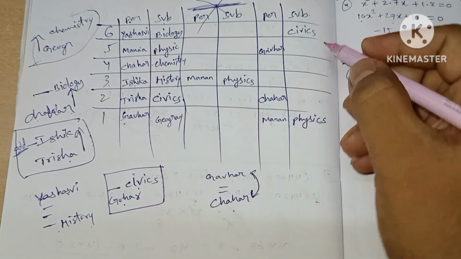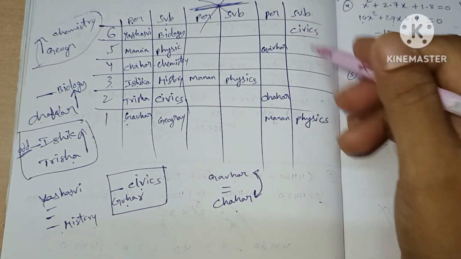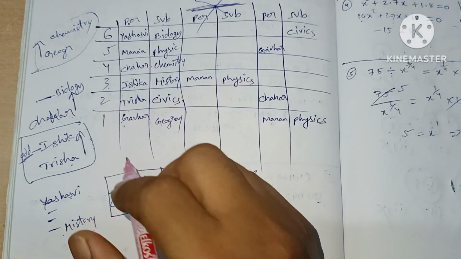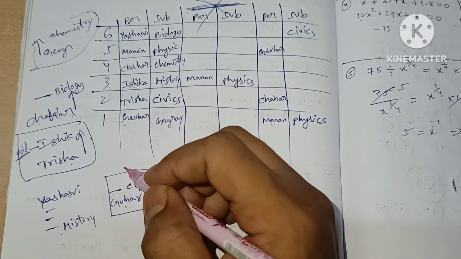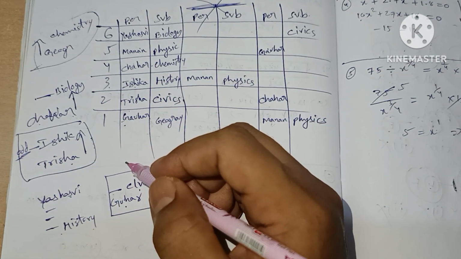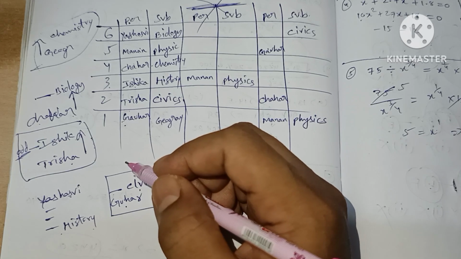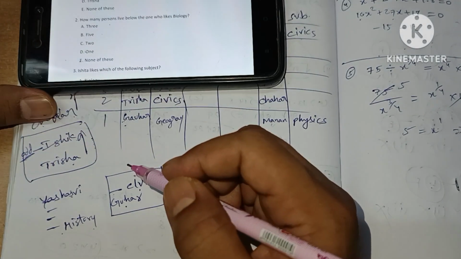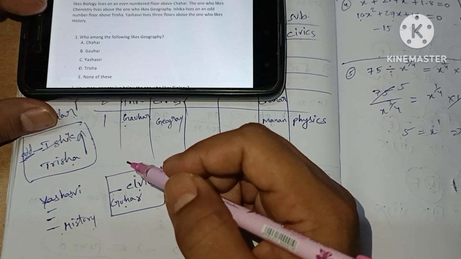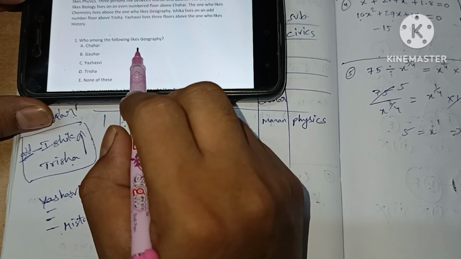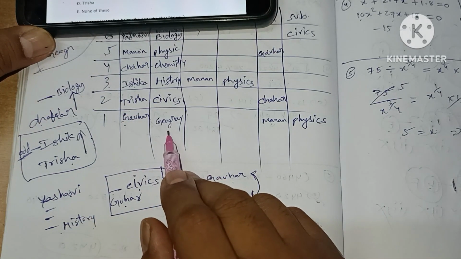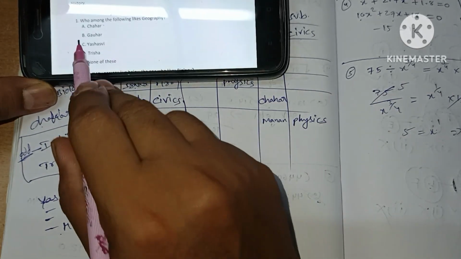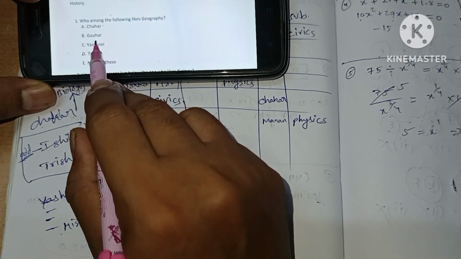We don't need to check the other case. Let's see the questions asked. First question, who among the following likes geography? Geography is liked by Gauhar. The first answer will be option B, Gauhar.